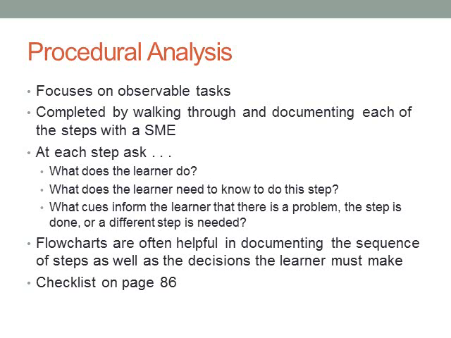And for each step you need to think about, what does the learner need to do? What do they need to know to do this step? What cues inform the learner that there's a problem, that the step is done, or that a different step is needed? A lot of times flow charts are good for this, because you can make yes-no diagrams. Did the wire hold? Yes, no. And then you know how to flow through it. And there's a really good checklist on this on page 86 of your book.